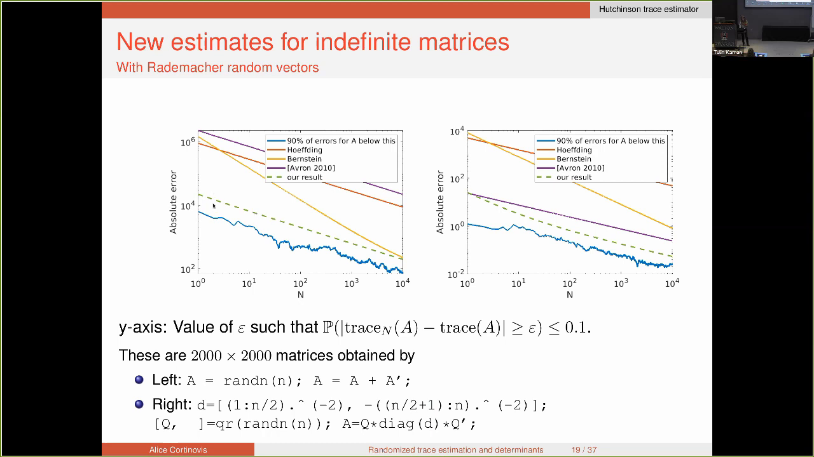And this is how the bound looks for the example before. It's this green dotted line, which now follows more closely the true value of epsilon, such that this is satisfied.